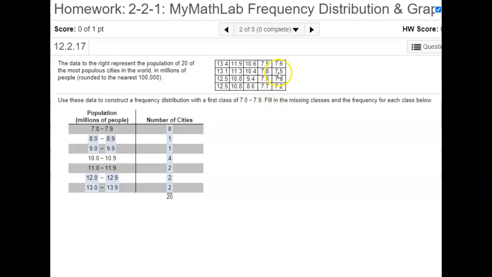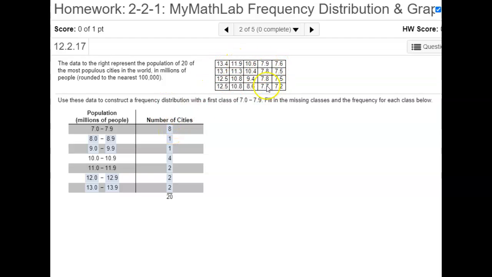One thing that's nice about this is it looks like they're in descending order. So if you go down the columns, they get smaller. And so you can just start with the smallest data here and see how many you have that are in between 7.0 and 7.9, and there's 8 of them, so 8's my first answer.